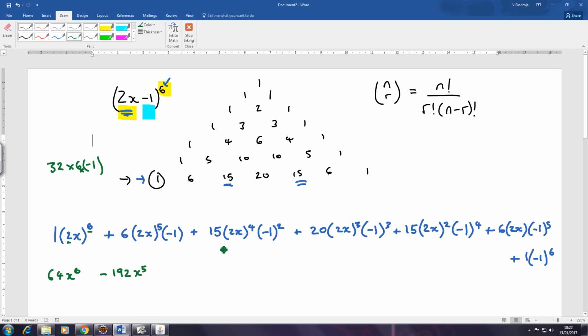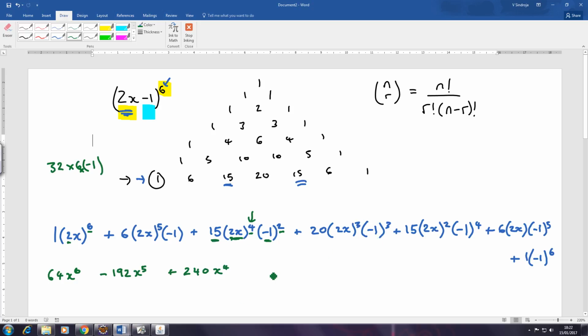Okay, the next term is going to be 15 times 2 to the power of 4. 2 to the power of 4 is 16. Times 15 is 240. Times minus 1 to the power of 2, which is just 1. So it's going to be a positive term, 240x to the power of 4, because everything in this bracket is going to be raised to the power of 4.